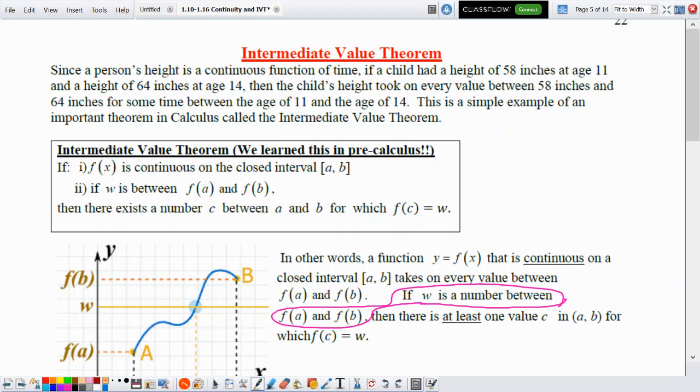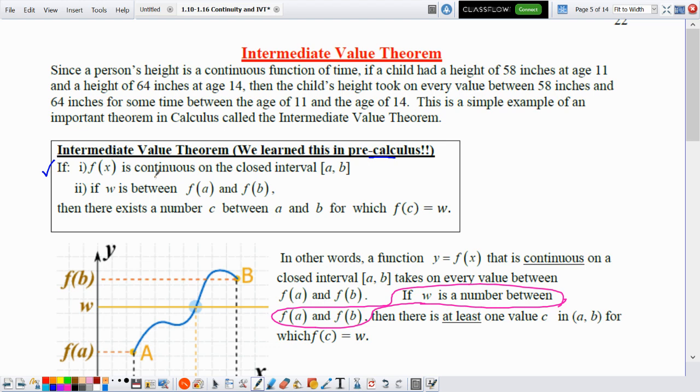In this video, I'm going to talk about the intermediate value theorem, which we have already learned in pre-calculus. In this theorem, the format is the most important: the conditions and the conclusion. So let's take a look at this.